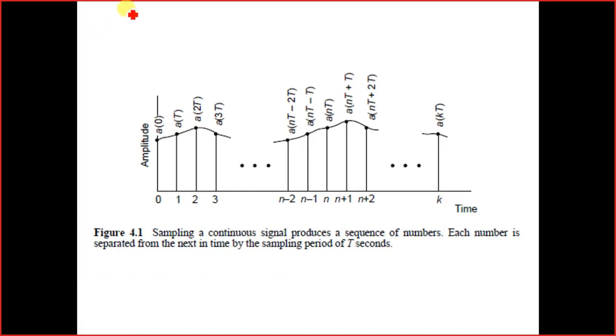In our last chapter, we talked about different transforms. In the transforms, we talked about Fourier series, Fourier transform, then DTFT, then DFT. Under DFT, we talked about FFT, right? Then we talked about Laplace transform and then Z transform.